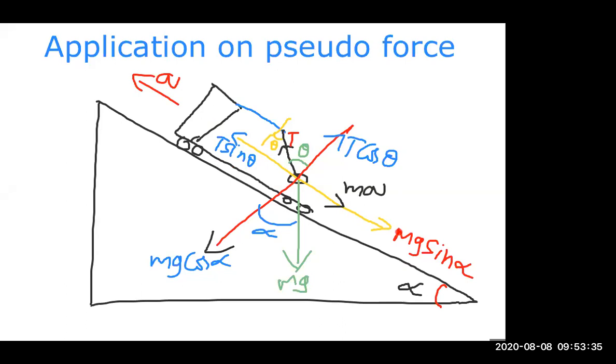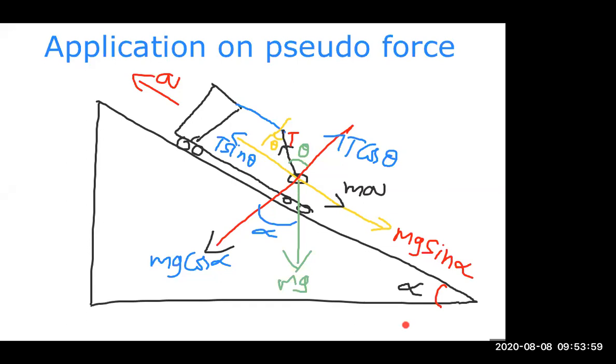And in the normal direction, T cos theta is opposite to mg cos alpha. The track is going with uniform acceleration. So now, in this equilibrium condition, opposite forces must be balanced. Opposite forces means, what are the forces here?